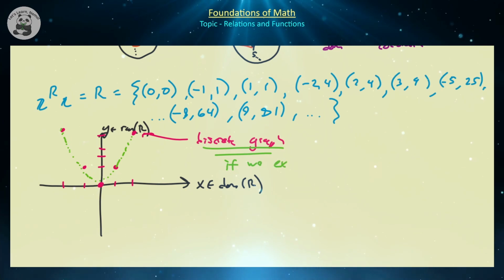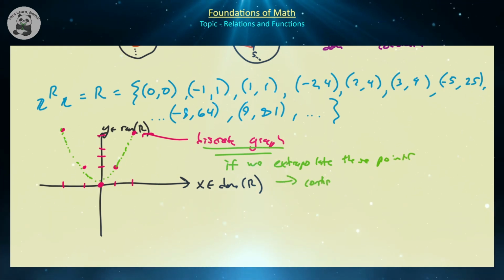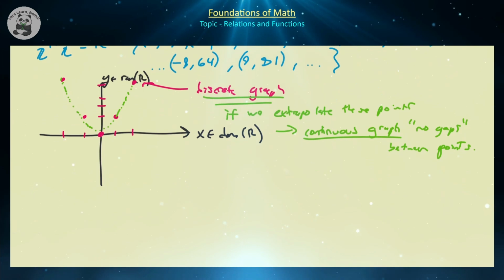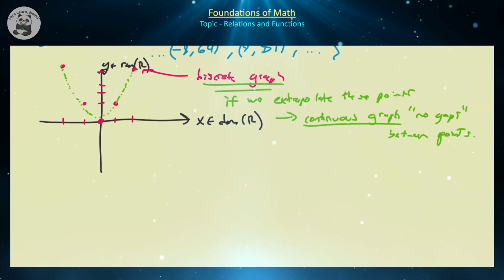So if we extrapolate these points, we get what we call a continuous graph, which is another fancy way of saying that there's no gaps between points. And we'll introduce a more formal way of saying continuous a little bit later, rather than this vague description of what it means to be continuous.